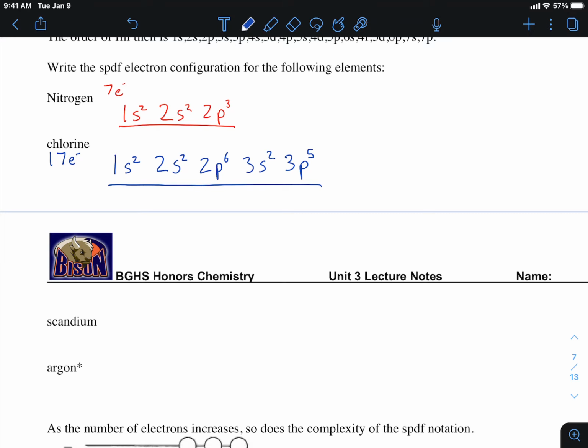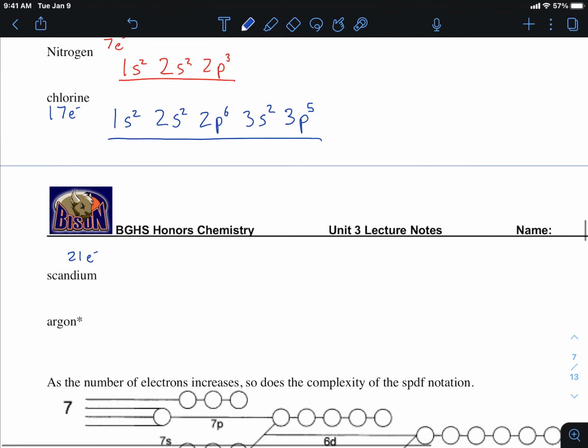Looks like we got a couple more here. Scandium. So scandium has 21 electrons. So go ahead and pause the video here and see if you can write scandium correctly.